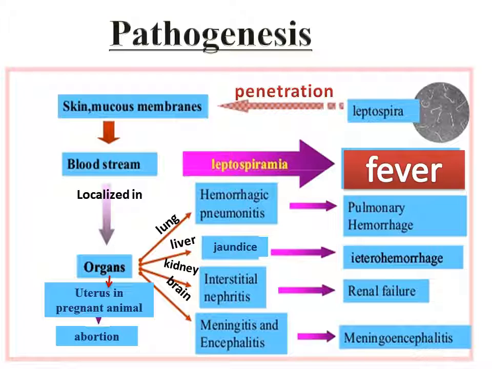As it relates to the pathogenesis, when the leptospira penetrates the skin or mucous membrane, it enters the bloodstream and localizes itself in organs such as the liver, skin, kidney, and the brain. And based on the organ that it is localized in, you have clinical manifestation. For example, if you have it in the lungs, you'll get pulmonary hemorrhage, in the kidney, renal failure.